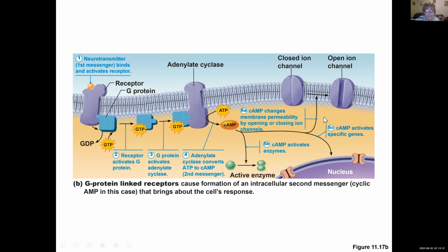Now this second messenger can open ion channels. So the first messenger, the neurotransmitter, does not open the ion channel. The first messenger causes those reactions and activation of the second messenger, and then the second messenger opens ion channels. But the second messenger can also do other stuff. It can activate other enzymes, or it can even move inside the nucleus and affect DNA, right? So that's how metabotropic or indirect action of neurotransmitters happens.